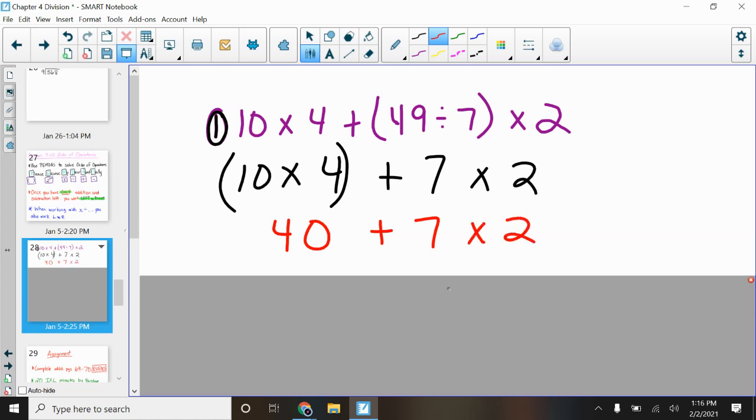You all following what I'm doing? Yes. Don't zone off. Don't let me lose your focus. The minute I lose your focus is the minute you're going to be lost. Okay? So now I've got 40 plus 7 times 2.